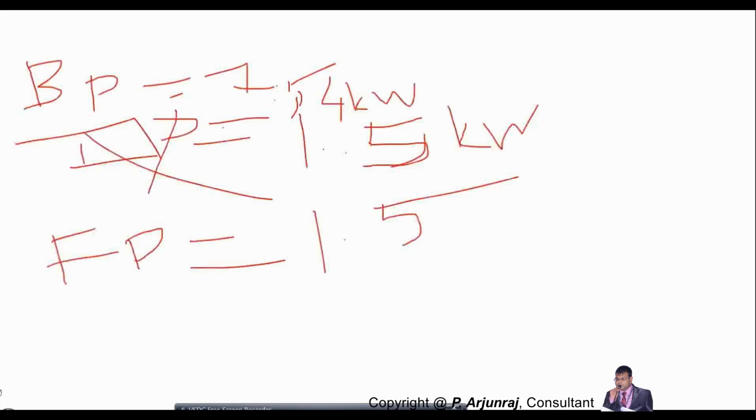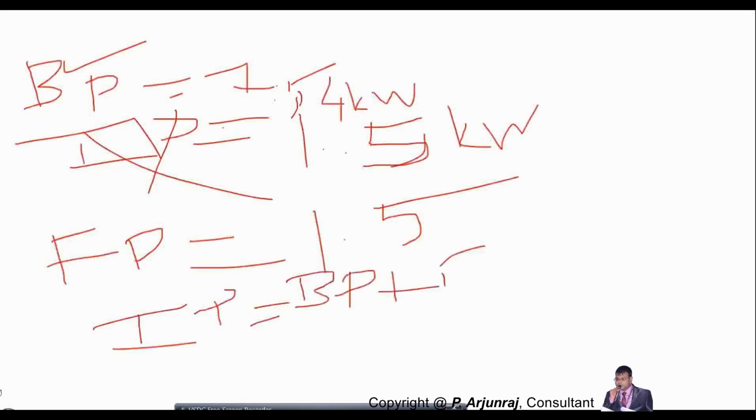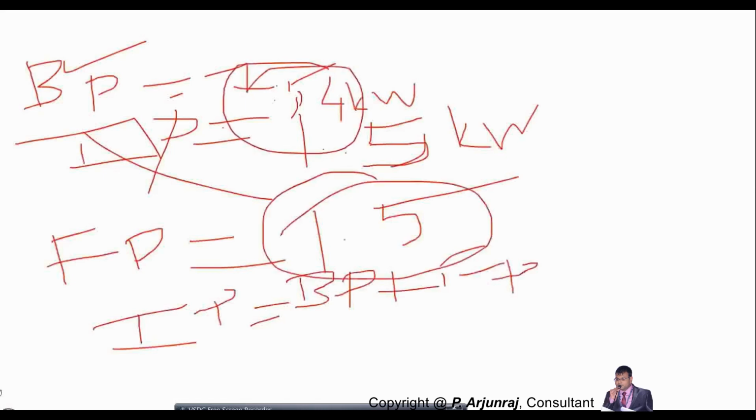Now, first we calculated the brake power, next they ask you to calculate the indicated power. The indicated power is nothing but brake power plus friction power. So you add 7.54 along with 1.5, and you get the indicated power. So when you add 7.54 plus 1.5, you get 9.04 kilowatt. The unit is very much important.